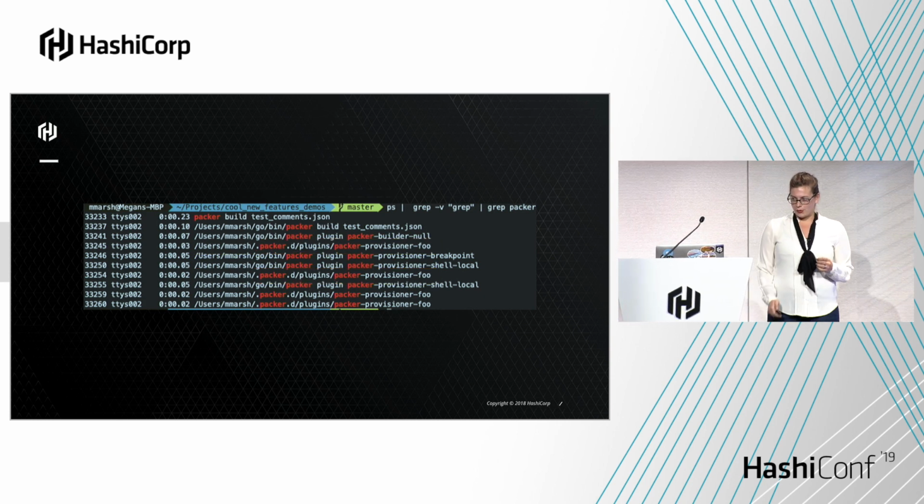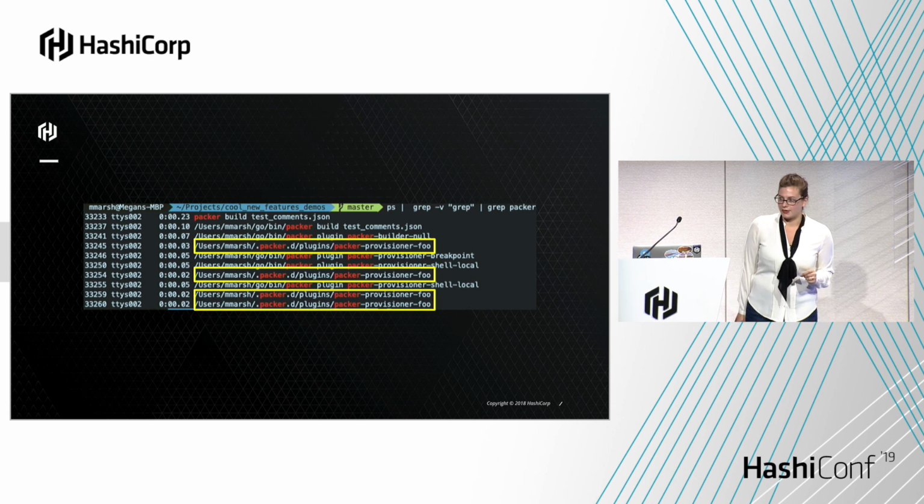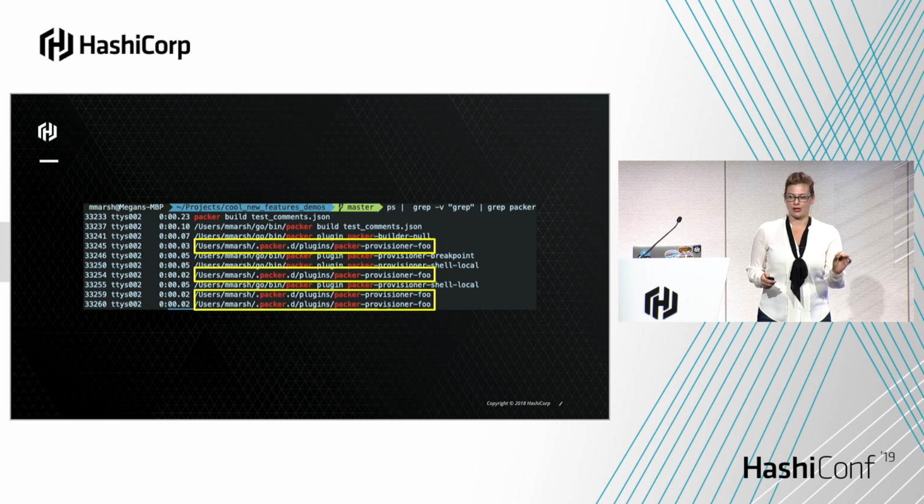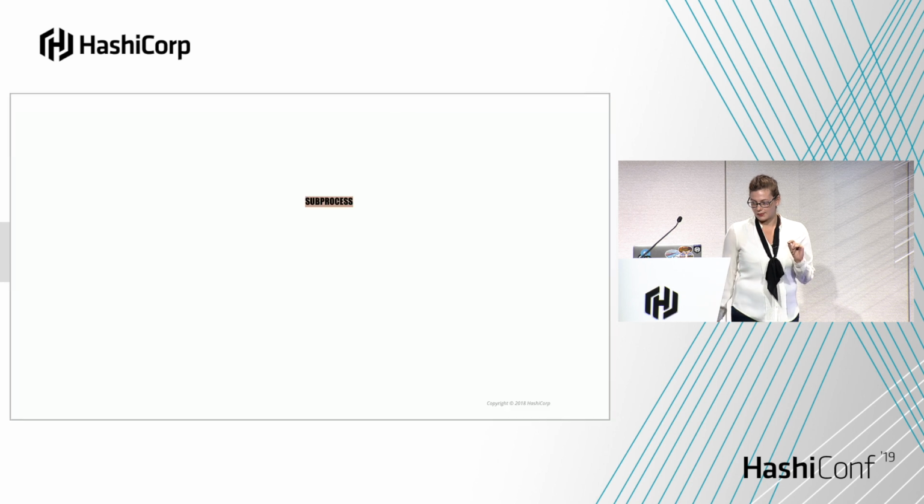So another thing worth noticing here is that you've got duplicates of the same sub-process being called. In this case, I have 4 different calls to Packer provisioner foo. And that's because every single time you make reference to a particular builder inside of your Packer template, every one of those references to a builder is actually going to generate a different sub-process. So if I call shell local half a dozen times, I'm going to see half a dozen instances of the shell local provisioner being launched inside of this process list.